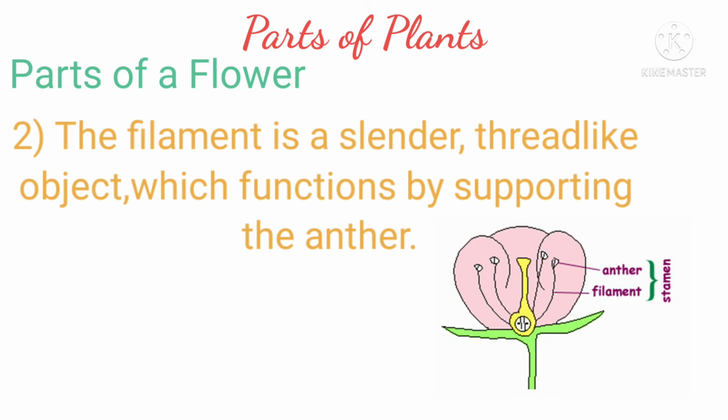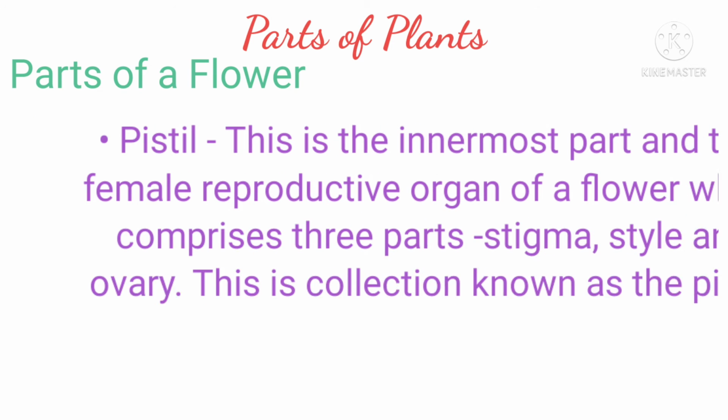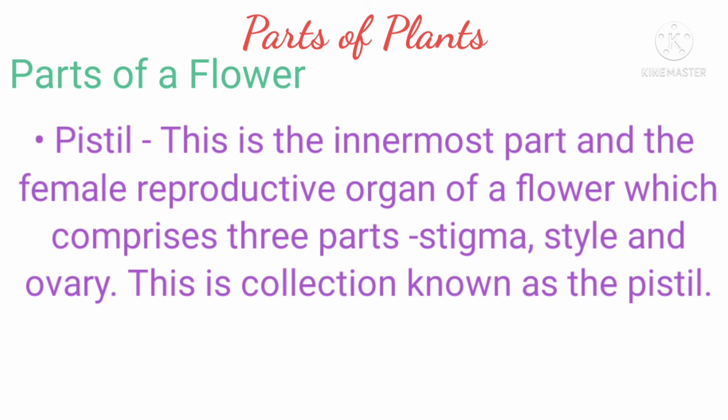Filament. The filament is a slender, thread-like structure which functions by supporting the anther. Pistil. This is the innermost part, the female reproductive organ of a flower, which comprises three parts: stigma, style and ovary. This collection is known as the pistil.